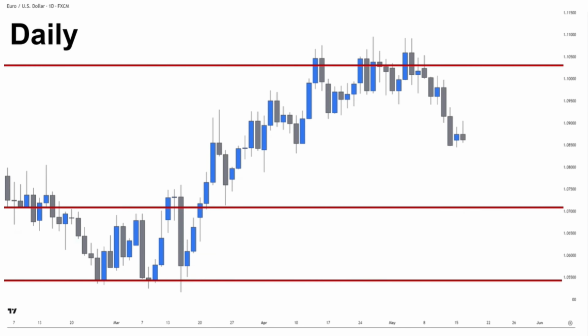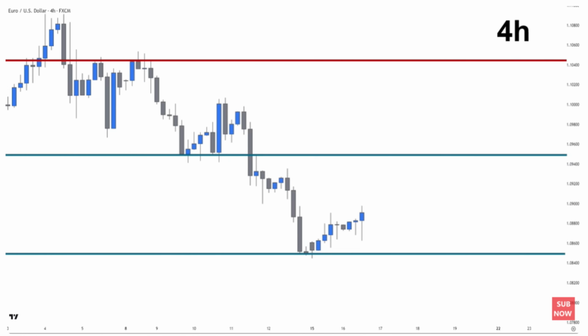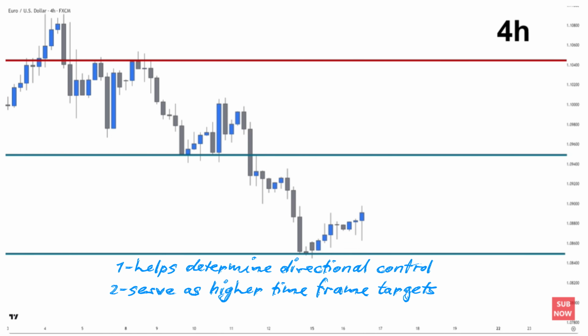Now, let's move to the 4-hour time frame, where smart money concepts come fully into play. On the 4-hour chart, both weekly and daily levels are visible, and these serve as major reaction zones. We use them in 2 primary ways. First, a break above or below these levels helps determine directional control. Second, they serve as higher time frame targets.